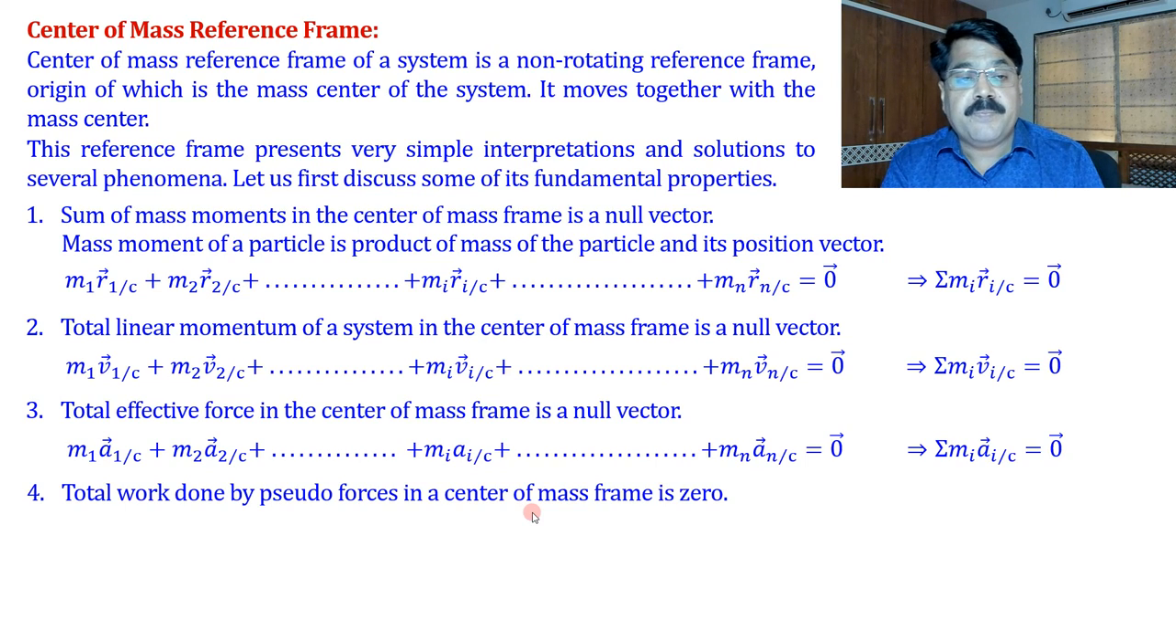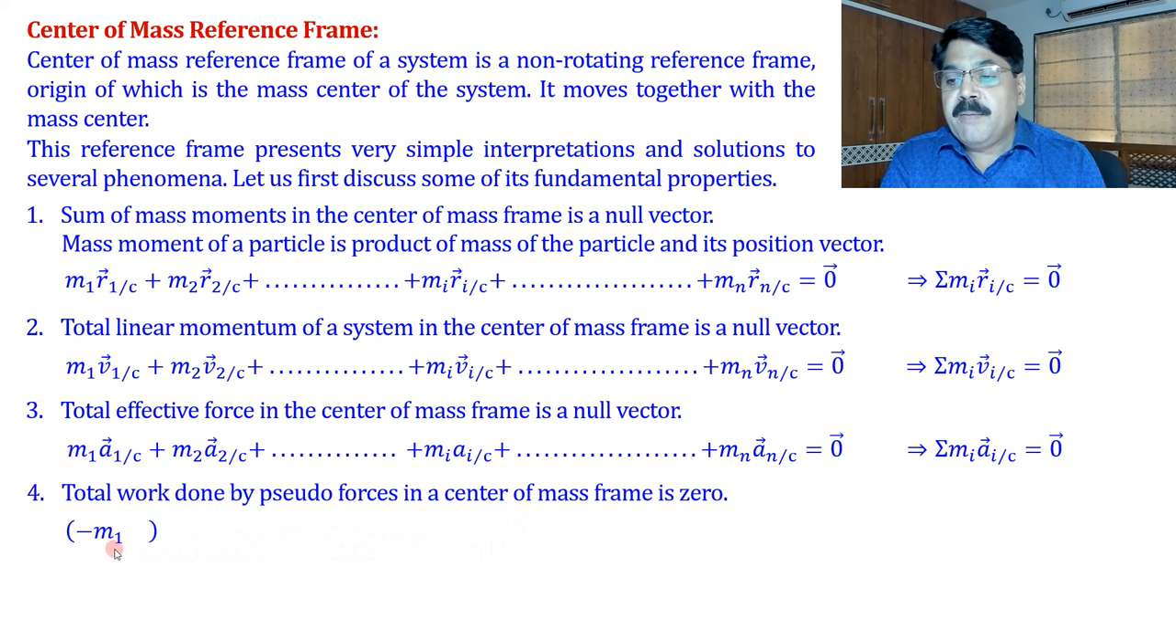How do we calculate work done? To calculate work done, let us see a very infinitesimally small interval in which particle r1 has displacement dr1 with respect to C, and similarly r2 has dr2 with respect to C. To calculate work done of pseudo force on any particle, we do the dot product of the pseudo force on that particle with the infinitesimal displacement of that particle. So for m1, it will be minus m1 AC dot dr1 with respect to C, and we try to sum all such terms.